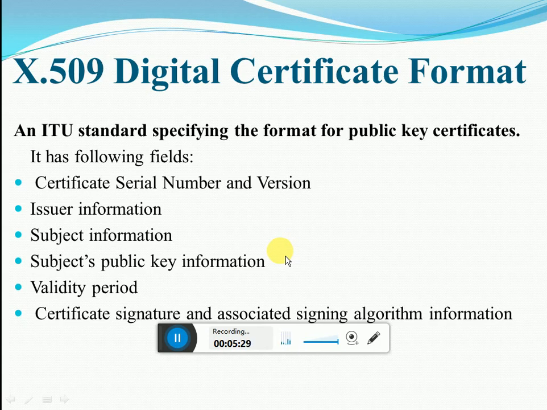The first one is the certificate serial number and its version. The second field in that certificate is the issuer's information. The third field is the subject information. The fourth field is the subject's public key information. Then the next field is the validity period. So for how long this certificate is valid, that information will be part of this validity period. The last one is the certificate signature and associated signing algorithm information.